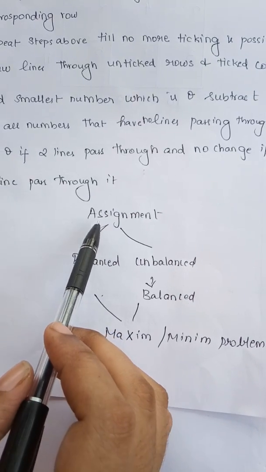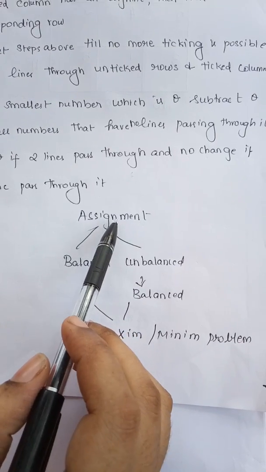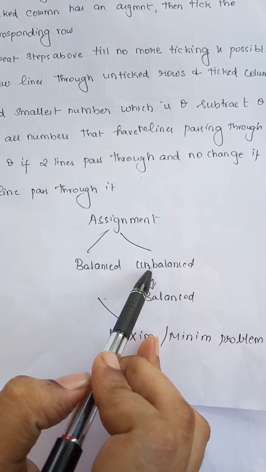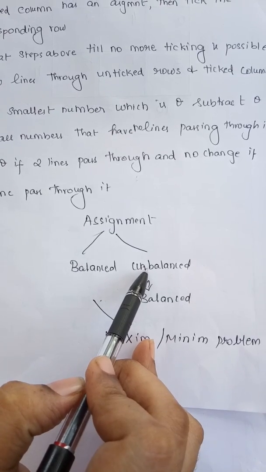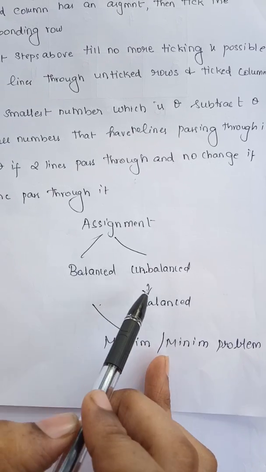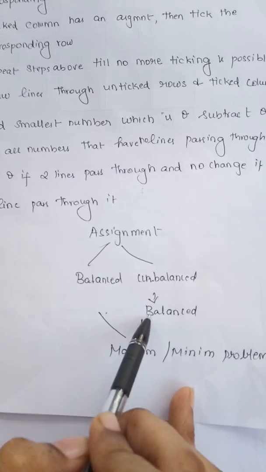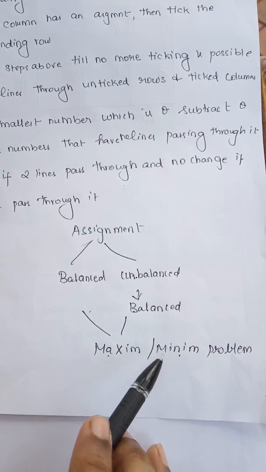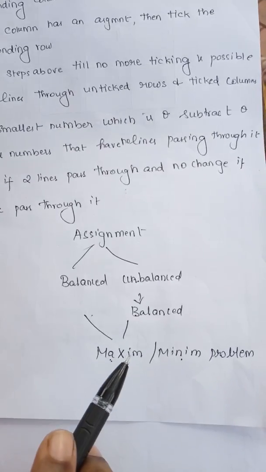In this video we are going to see about our assignment problem. We will have balanced problems and unbalanced problems. If you have an unbalanced problem, you need to add dummy rows and dummy columns to change it into a balanced problem. In a balanced problem, you will have maximization problems and minimization problems. Now we see our first maximization problem.